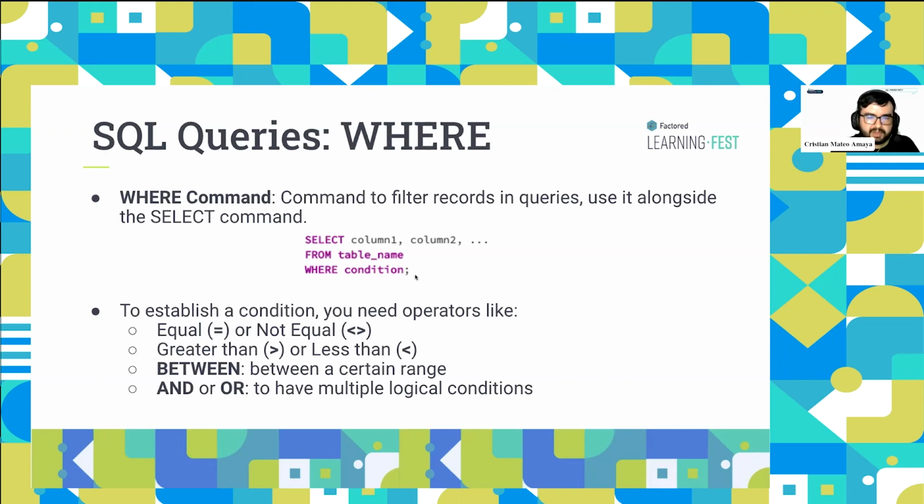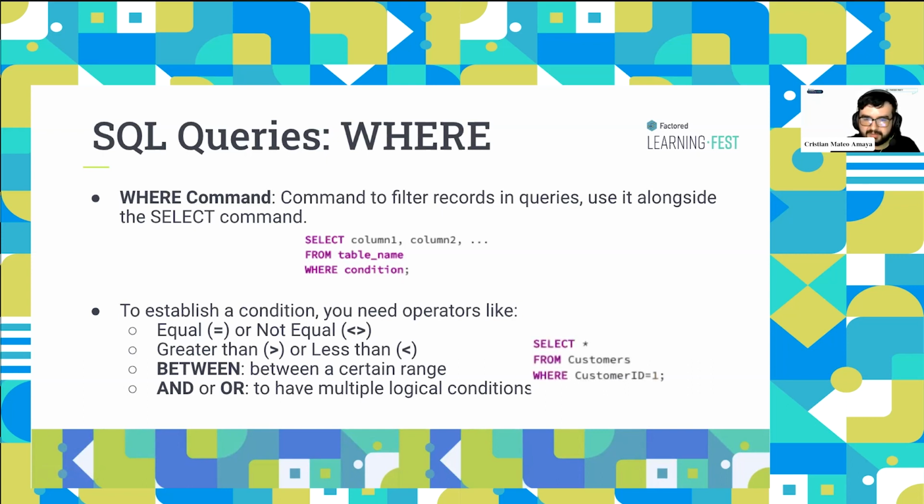You have to stipulate a condition, normally a logical condition. You can use operators such as equal or not equal, greater than or less than, and between. This is very useful for dates, like if you want to search transactions between April and May. You can use between to do this type of operation. We also have and, or. These are logical operators that help us use multiple conditions alongside each other.